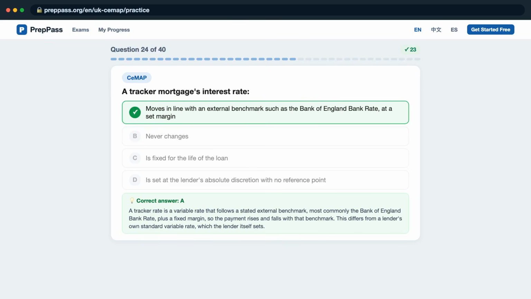The correct answer is A. A tracker rate is a variable rate that follows a stated external benchmark, most commonly the Bank of England bank rate, plus a fixed margin, so the payment rises and falls with that benchmark. This differs from a lender's own standard variable rate, which the lender itself sets.